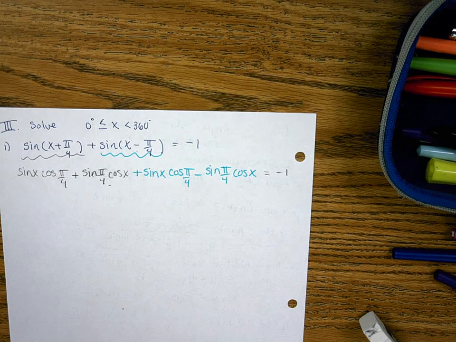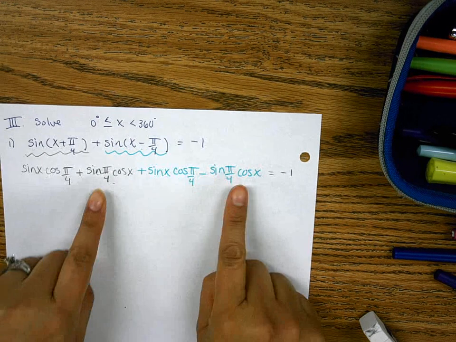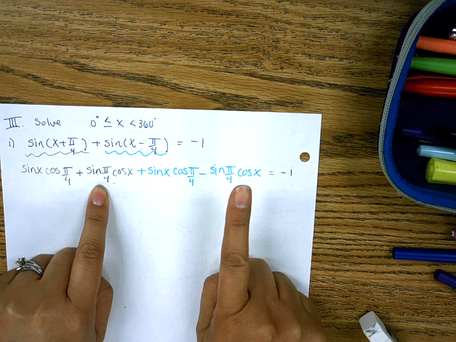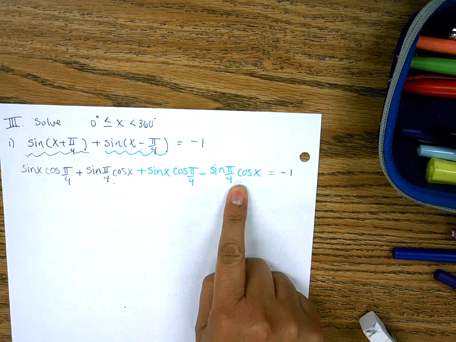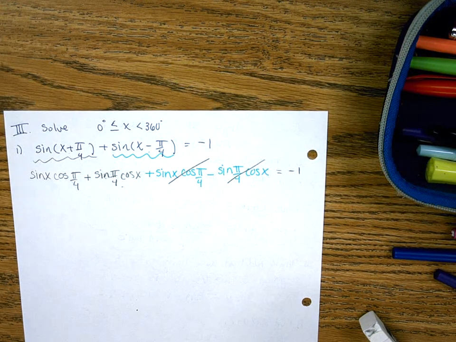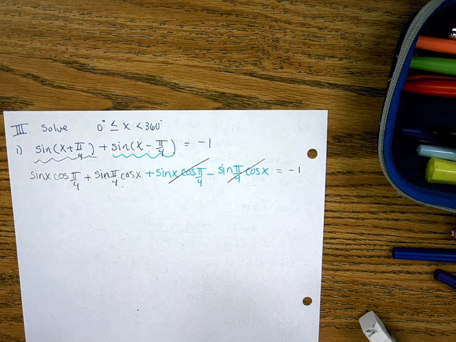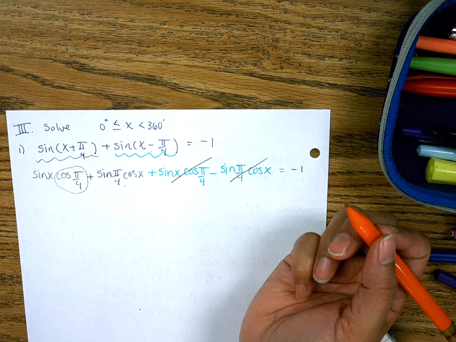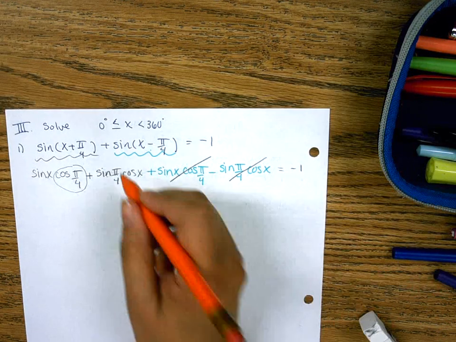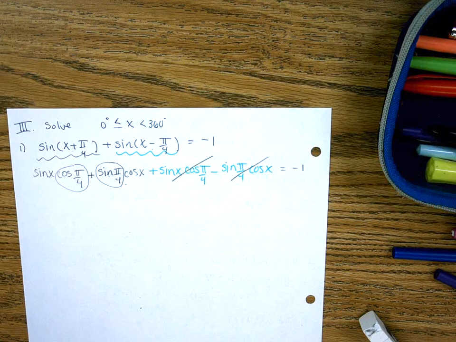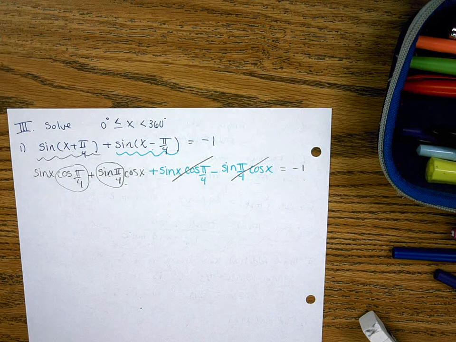Okay, what is going to happen here? Do you see that these two are going to cross out? Sine of pi over 4 cosine x and negative sine pi over 4 cosine x are gone. Now, when you have these, there will always be something that you can evaluate. Notice that cosine of pi over 4 is a value we can evaluate from our unit circle. Sine of pi over 4 is another one that we can evaluate. Do you see that?